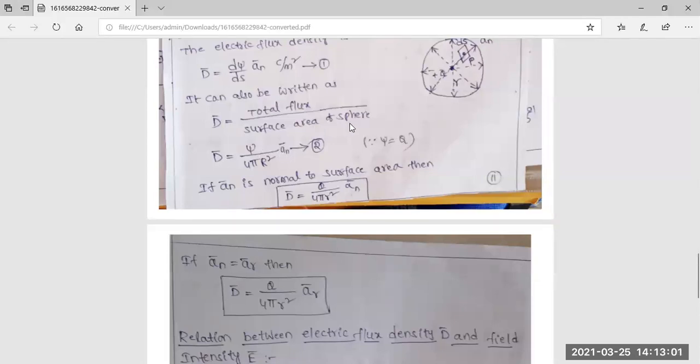It can also be written as D bar is equal to the total flux, which we assume as psi, divided by the surface area of the sphere. Generally the area of a circle is pi r square, and the surface area of a sphere is 4 pi r square. So D bar is equal to psi by 4 pi r square into an bar.